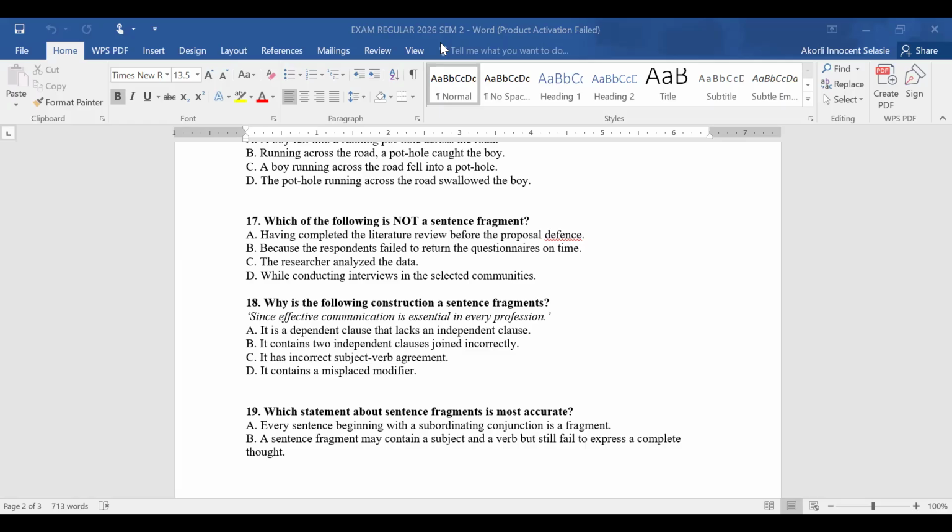Number 18. Why is the following construction Can I come in? a sentence?